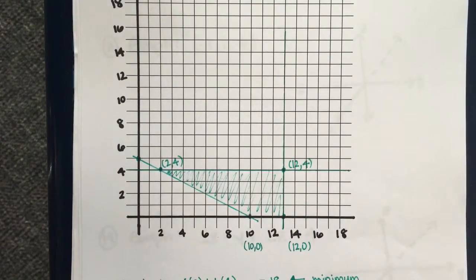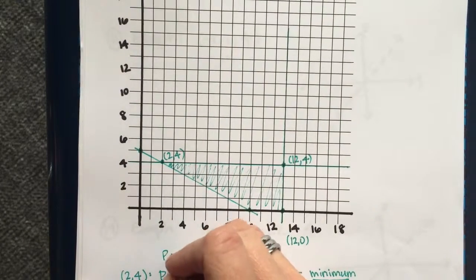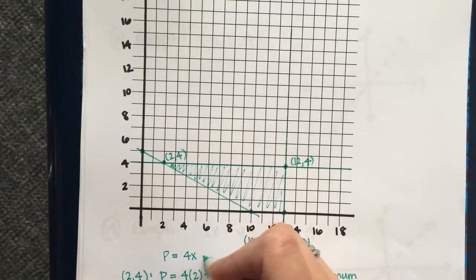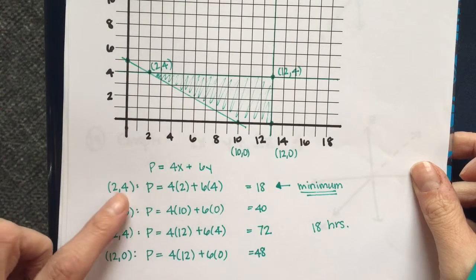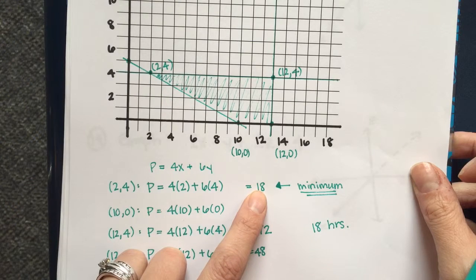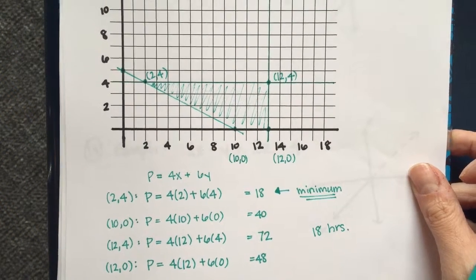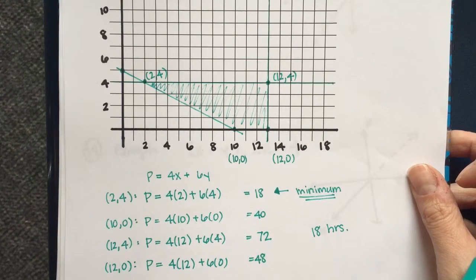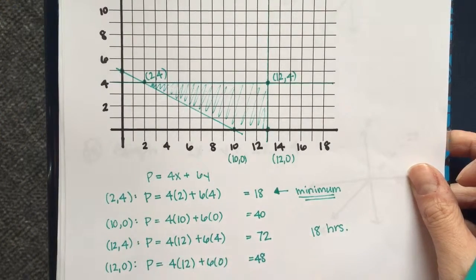So the maximum or minimum has to occur at one of those vertices. You have your objective function, which was P equals 4X plus 6Y. For each of those vertices, I plugged in the x coordinate, I plugged in the y coordinate, and I figured out what it was equal to. I evaluated it. It asked what was the minimum number of hours needed to make at least $400. Since you're trying to minimize, you look for the one that is the smallest. That's 18, so the minimum number of hours would be 18 hours.